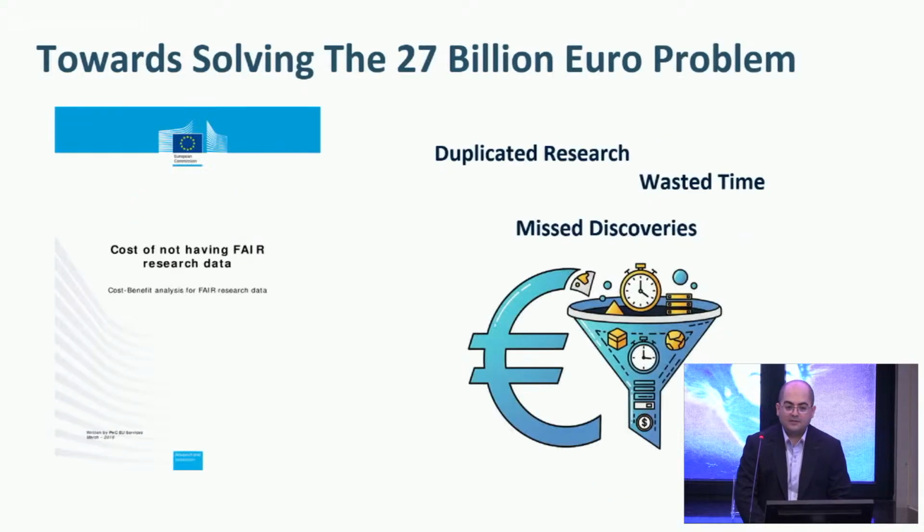To put this work in the bigger picture, the lack of FAIR data costs the European Union around 27 billion euro every year. And that's wasted time, duplicated research, and missed discoveries. Nanosafety data is one of those research fields, not all of them, but it is affected by this. And by making nanosafety data FAIR, we save money, accelerate research, and reduce waste.